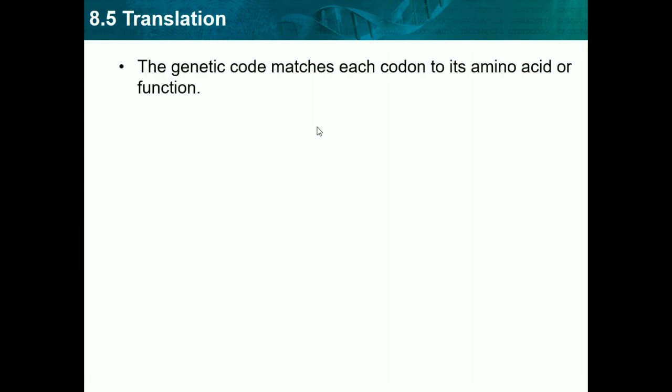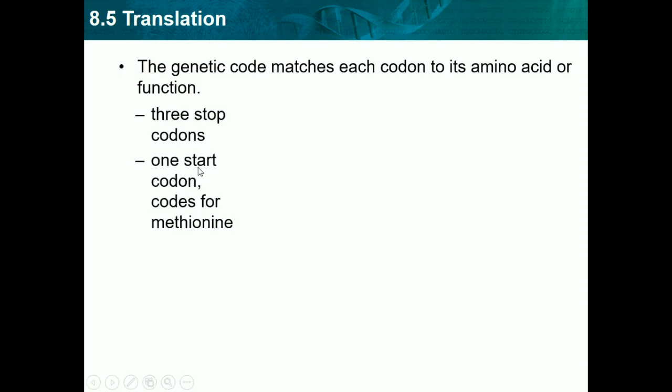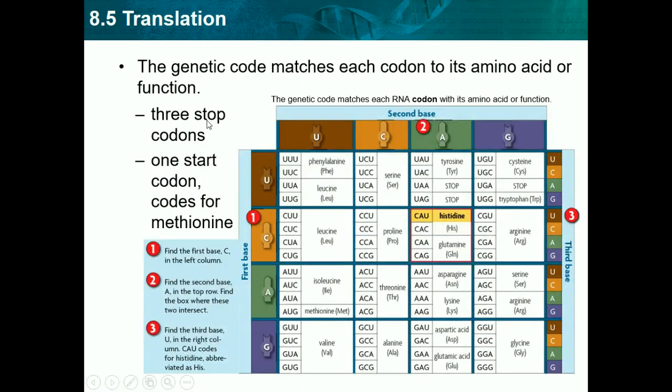The genetic code matches each codon to its amino acid or function, and there's one start codon, which is that methionine, and there are 3 stop codons. So we don't have to memorize which are the 3 starts or the 3. It might be good to know that the start codon is this, but we don't need to memorize the 3 stop codons. And so this is a chart for helping us find which amino acid is coded by each codon.